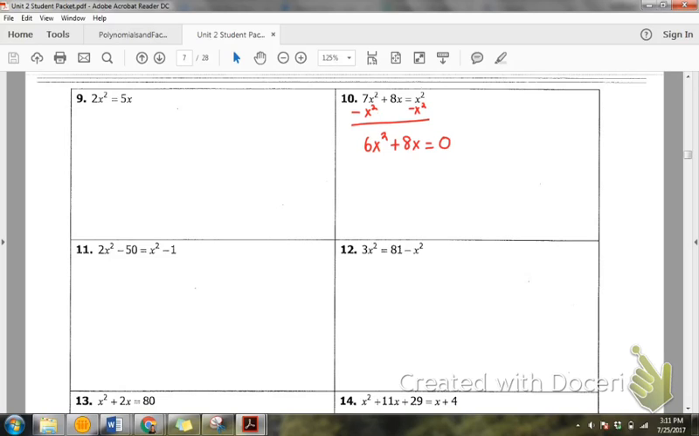So now it's 2 terms, and now we go back to normal, right? Greatest common factor, pull that out, see if it's a difference of squares, and we keep going, just like we did on the previous page. Let's look at number 12. What do we need to move over?